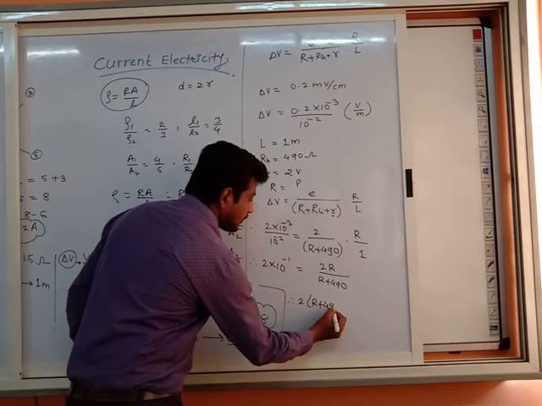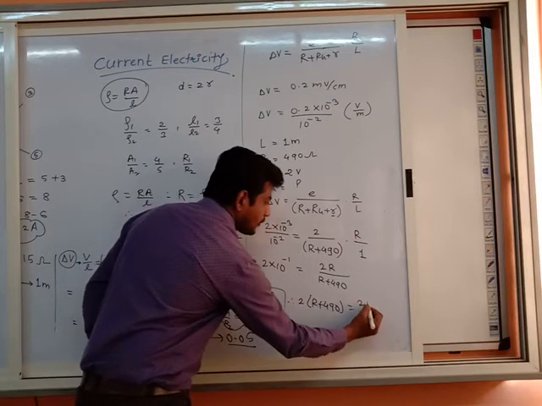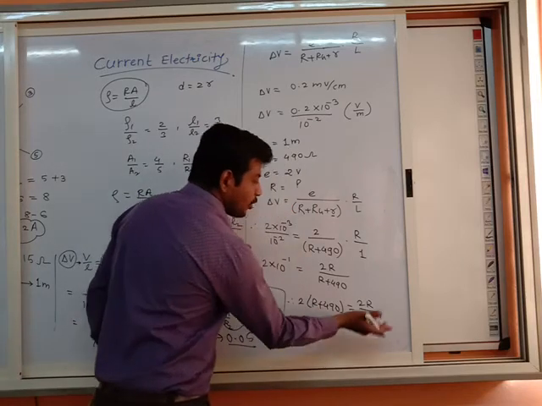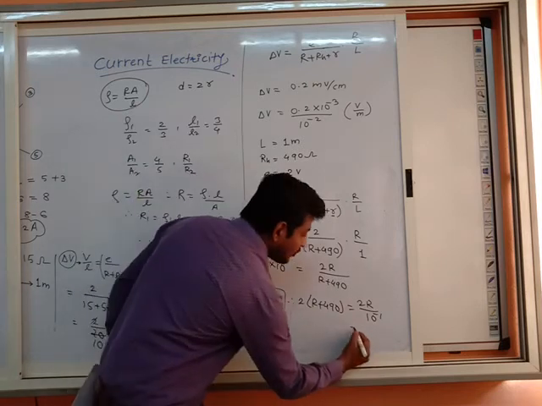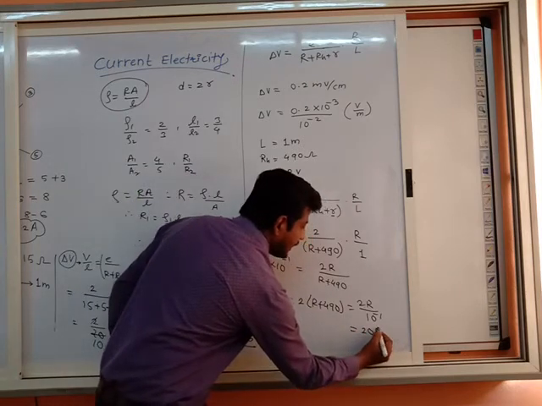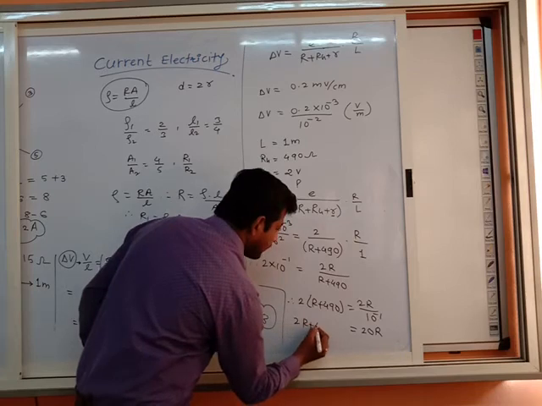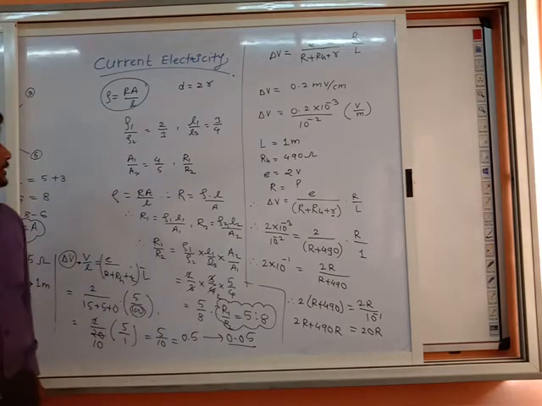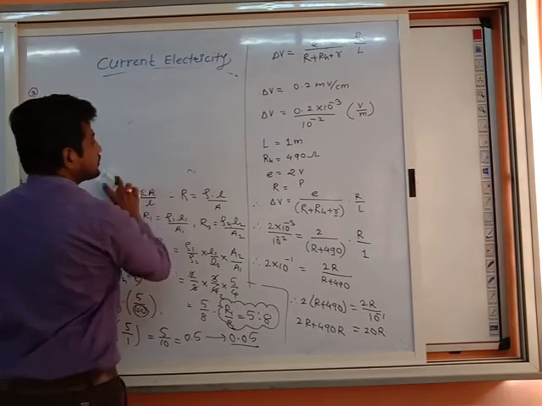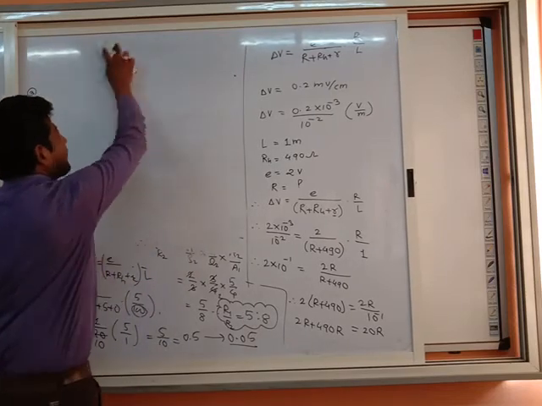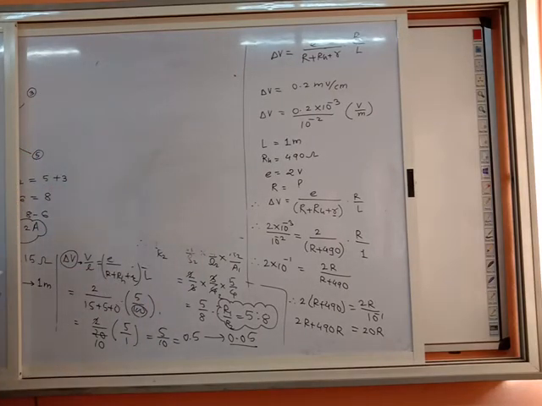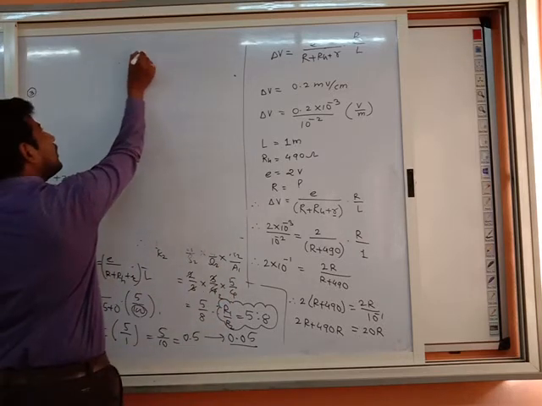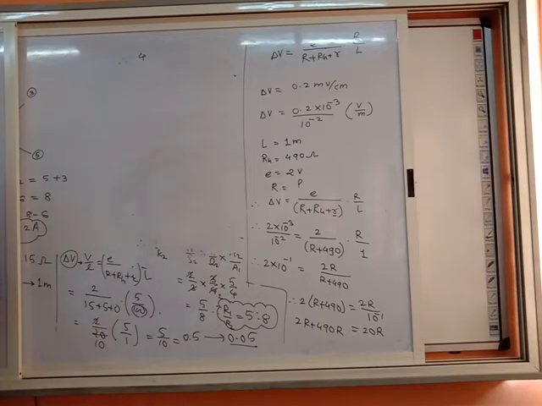2R plus 490 is equal to 2R. 10 raised to -1, I can transfer here. 10 raised to -1 goes to numerator, becomes +1, that is a 10. So I can write here 20R. It is 2R plus 490R. After solving, therefore 492R.